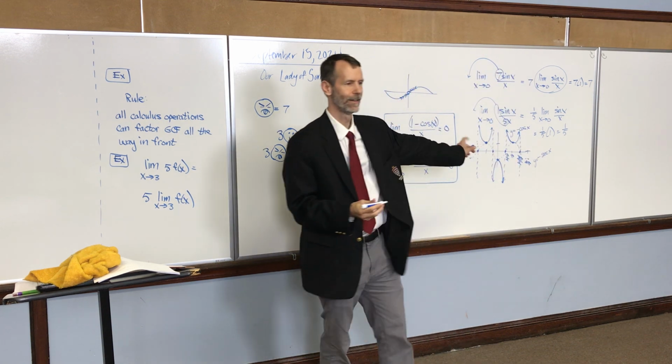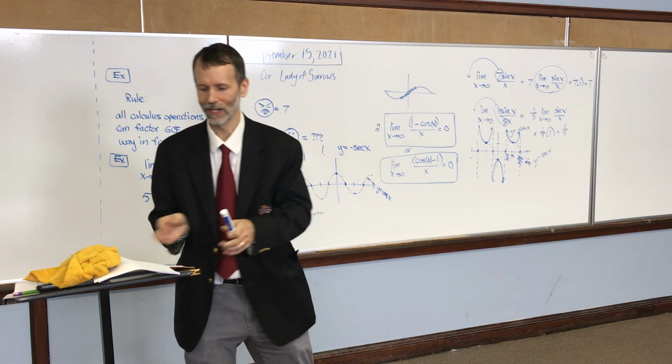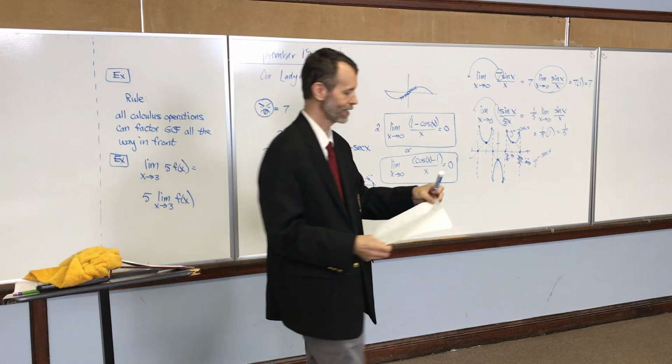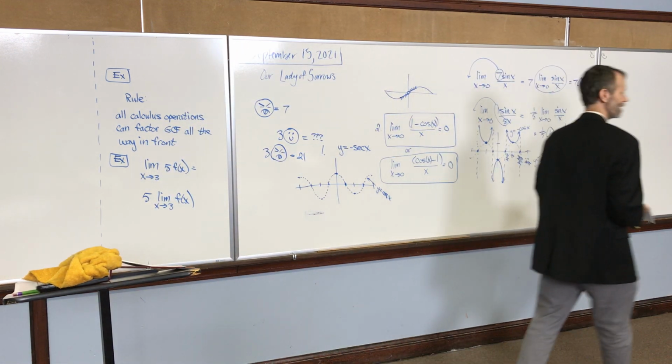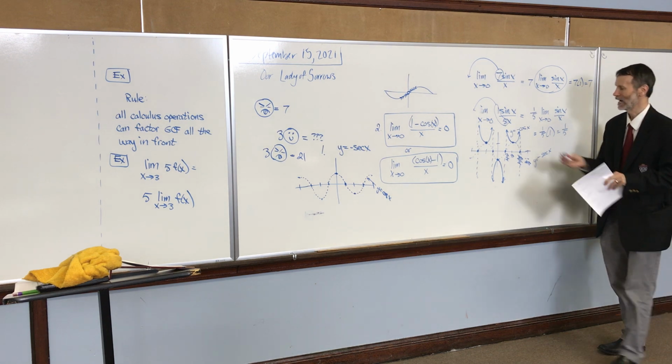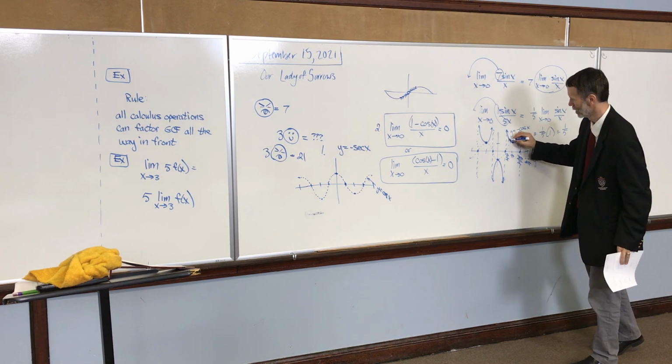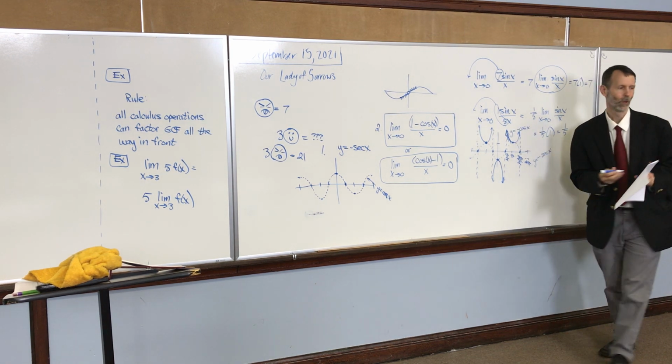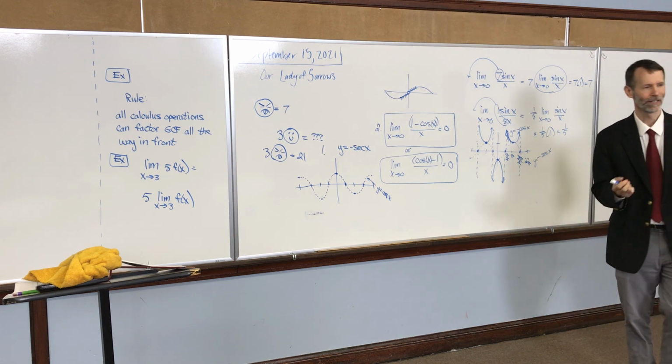So look at the graph. There's the graph of negative secant of x. What's happening as x approaches pi over 2 from the right? It's going up to positive infinity. Here it is. That's the answer for number 1. The answer is positive infinity.